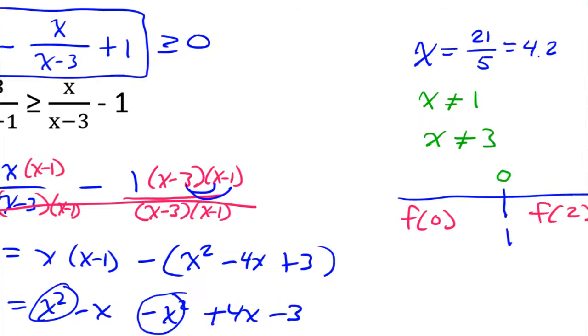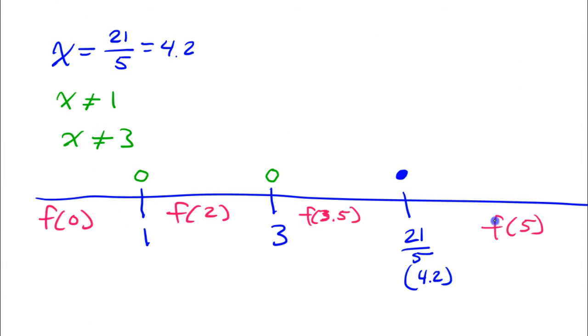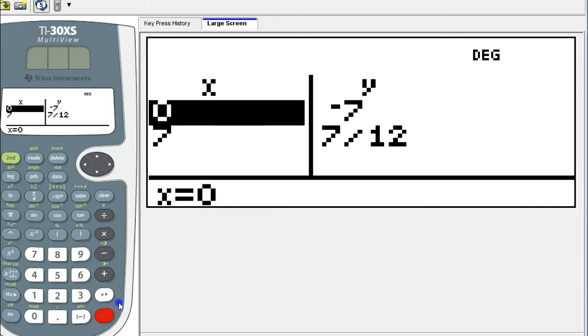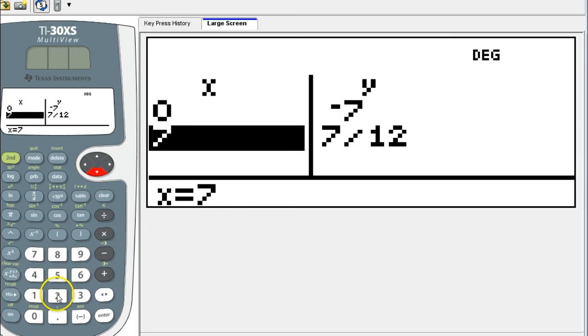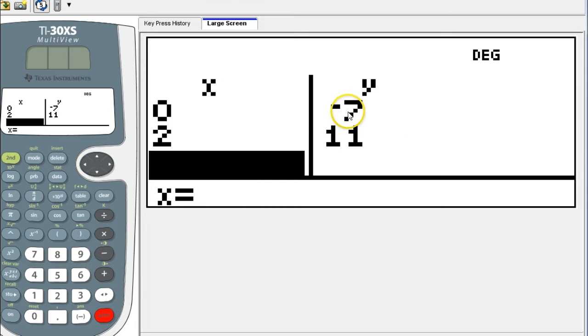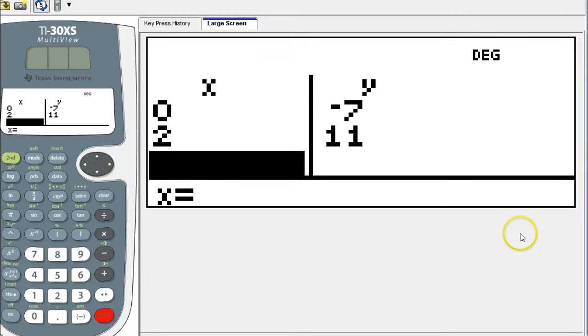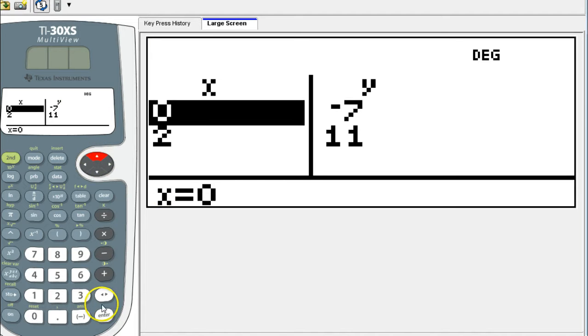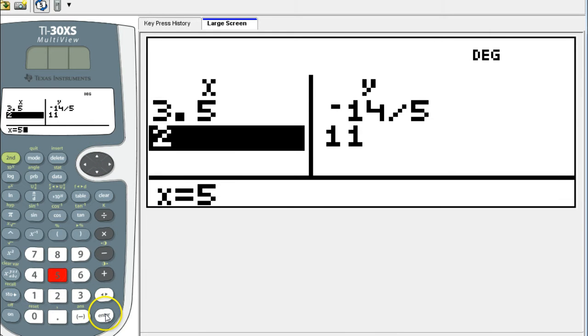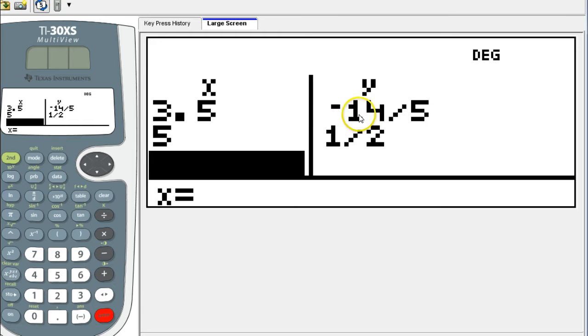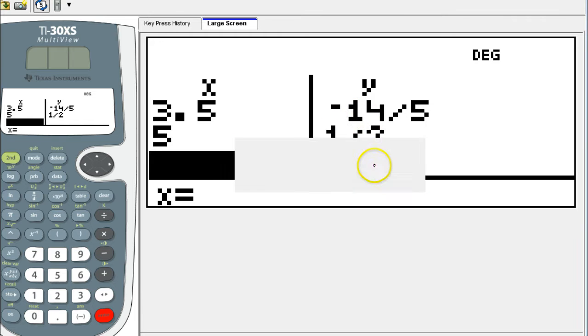And now I'm evaluating the function at these 4 values. So 0 and 2. I've already got 0. And now here's 2. So that's negative 7 and 11. Now I'm going to do 3.5 and 5. So that's negative 14 fifths and 1/2.